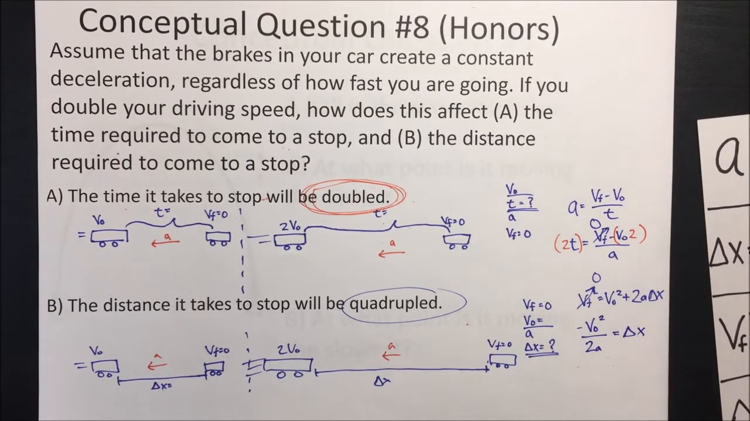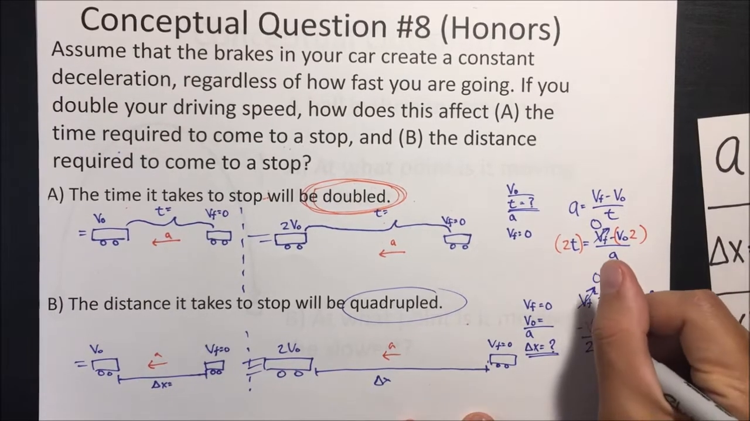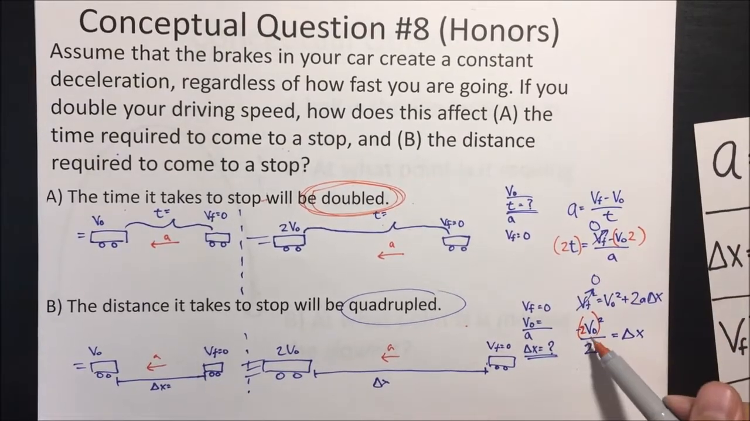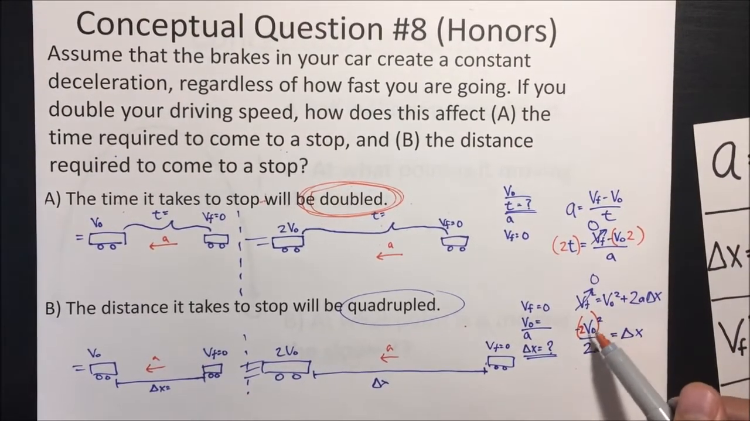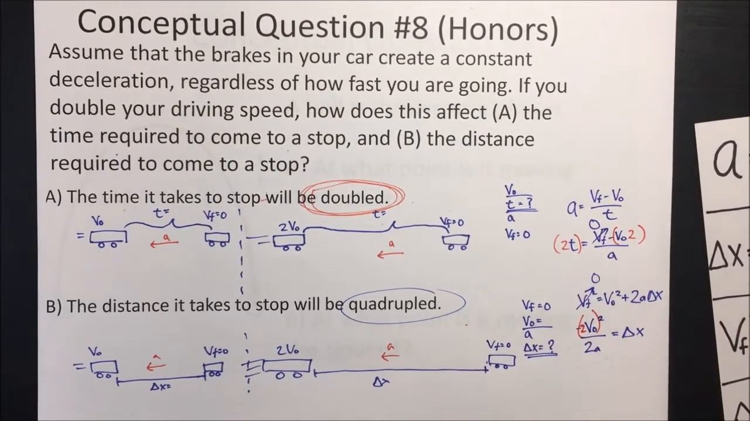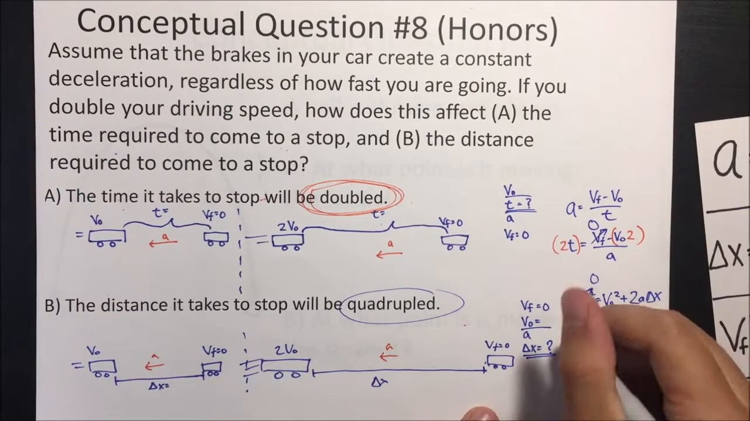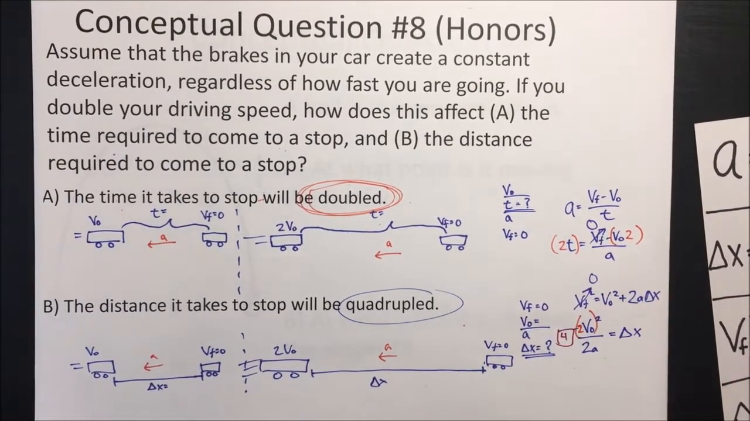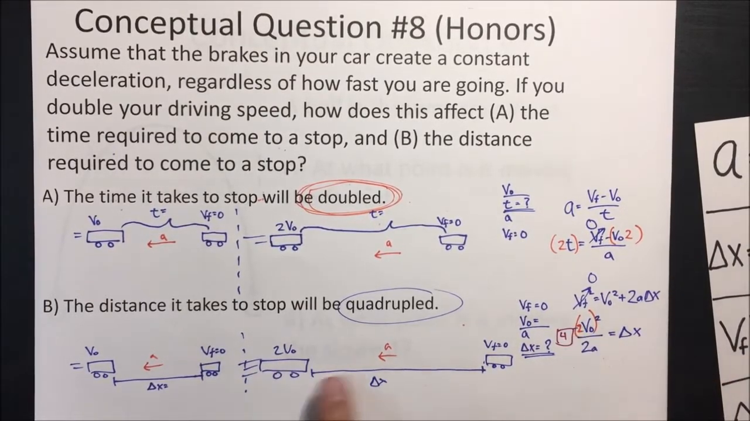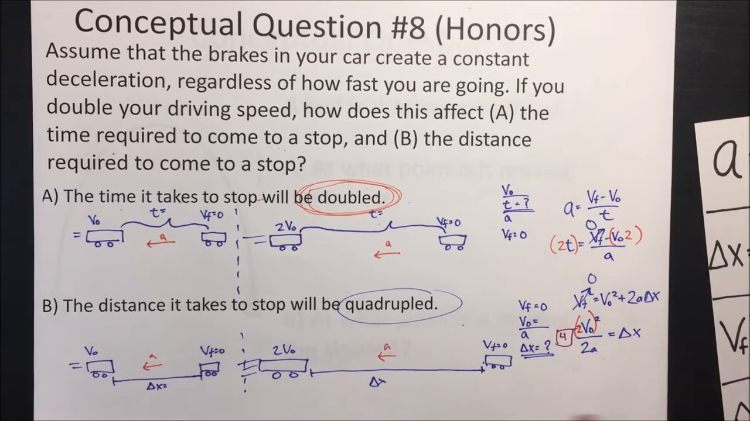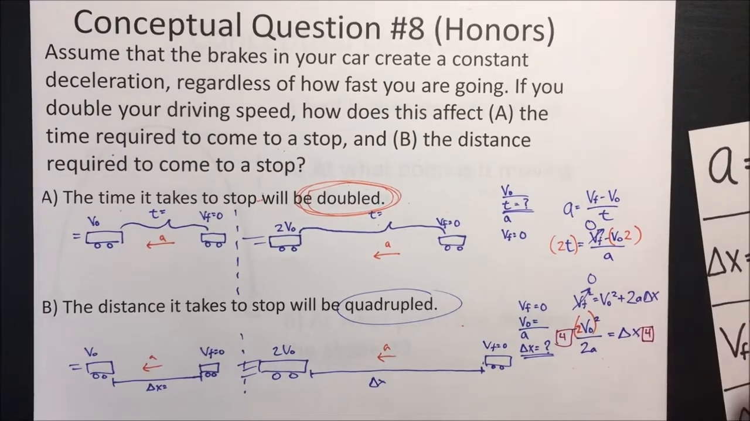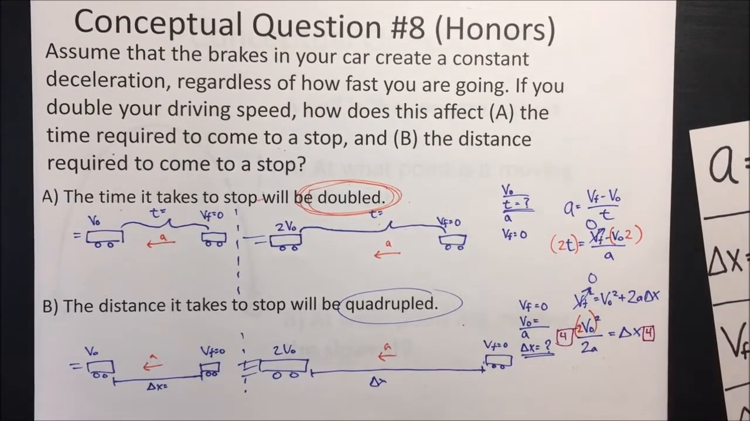What we're going to notice is as this velocity changes by a factor of 2, and since it's to the power of 2, this side here is going to change by a factor of 4. So that means if you change this initial velocity by 2, this displacement is going to be affected 4 times as much. So what happens is it's quadrupled.